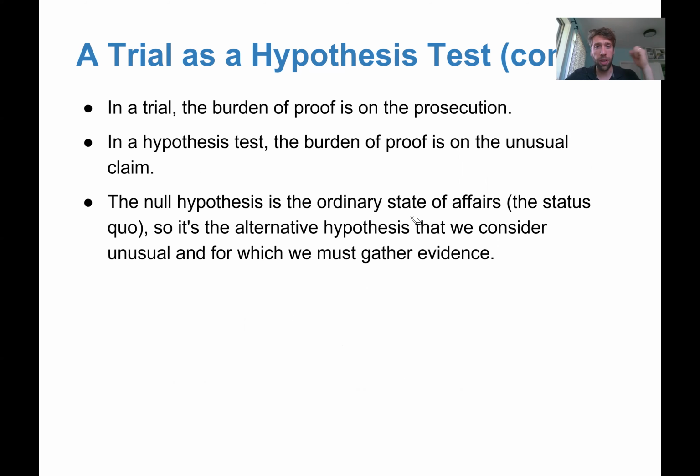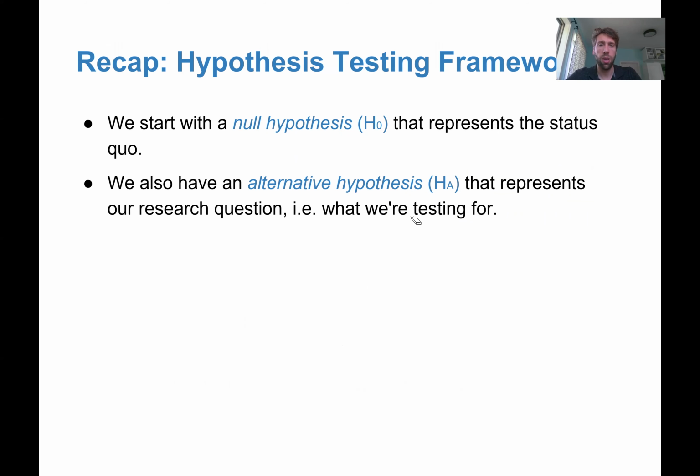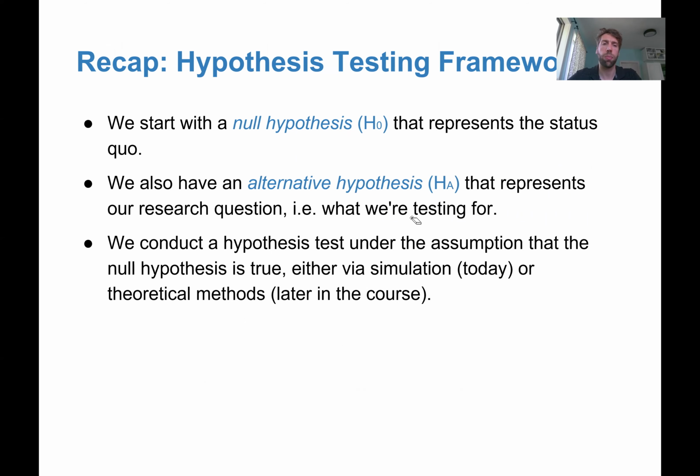So the null hypothesis should be like the ordinary state of affairs, the status quo. Remember that for the homework problems. The null hypothesis is usually nothing's going on, or it's the status quo. The alternative hypothesis is something unusual or something's related. So null hypothesis H0 represents the status quo. Just to recap, the alternative hypothesis represents our research question, usually testing to see if something's related.